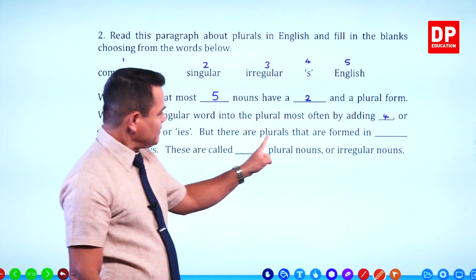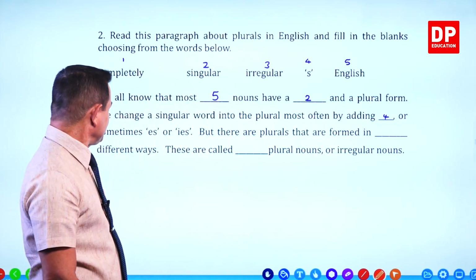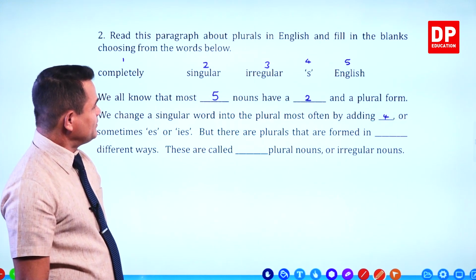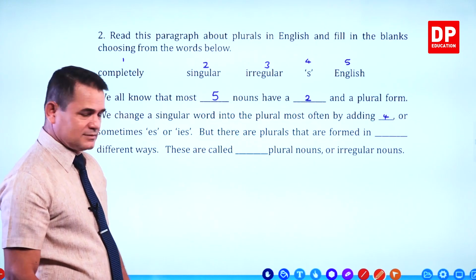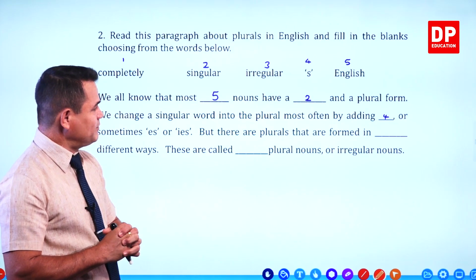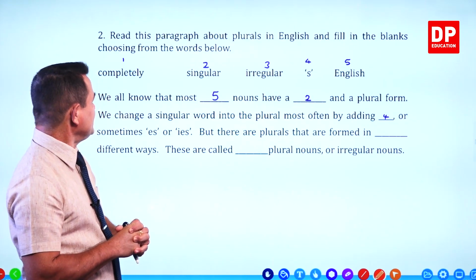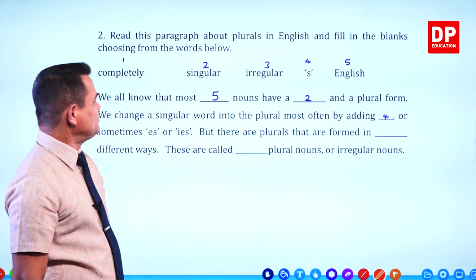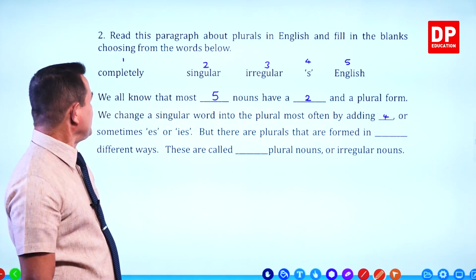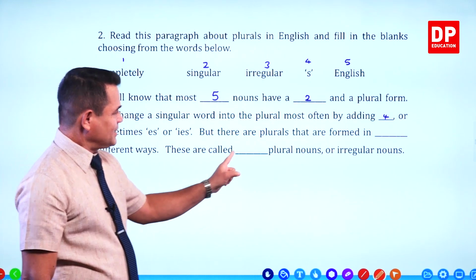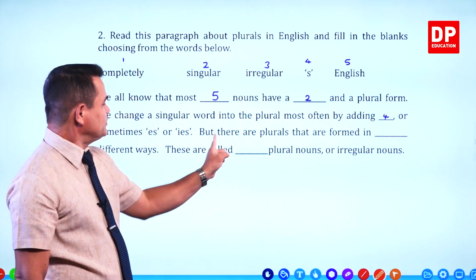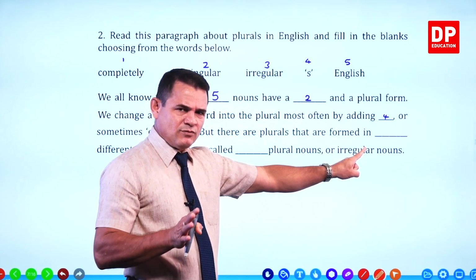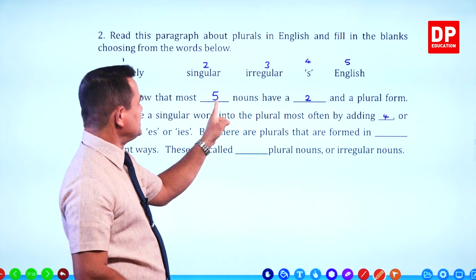But there are plurals that are formed in different ways. Yes, there are plurals. සමහර plural වචන තියෙනවලු that are formed in English different ways. වෙනස් විදියකට හැදෙන. These are called what plurals? මෙතනින් වචන තෝරන්න. Now we have selected number 5.